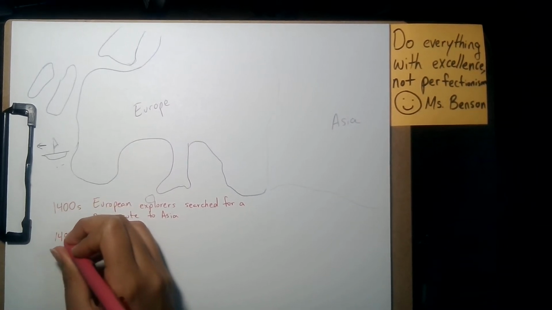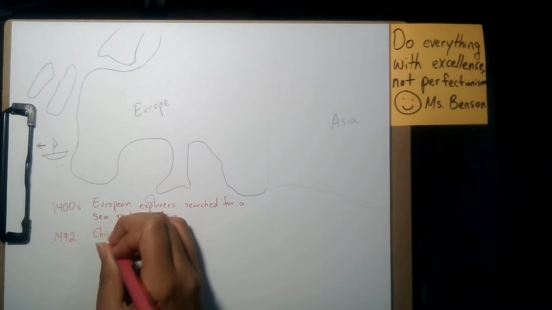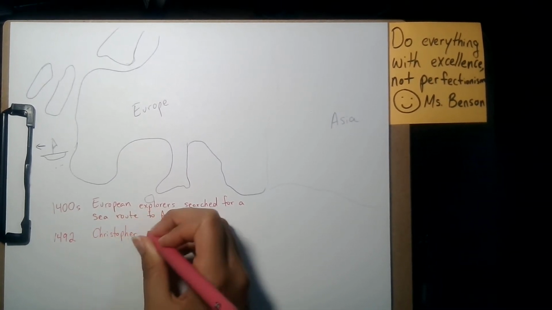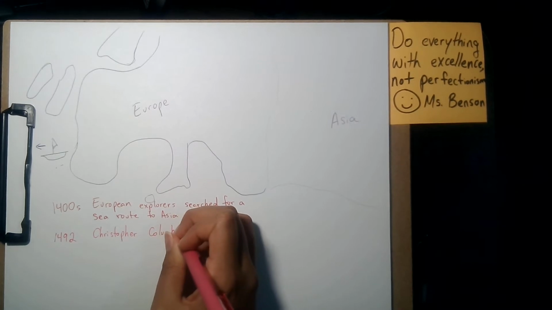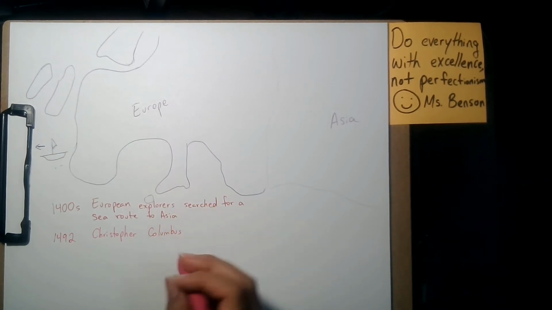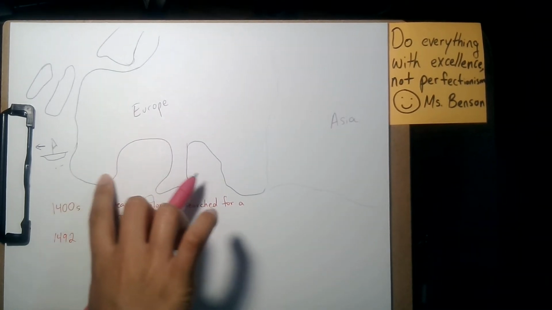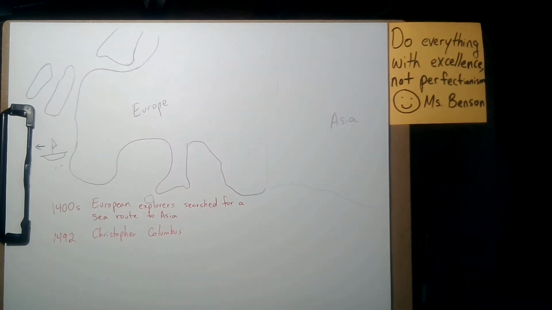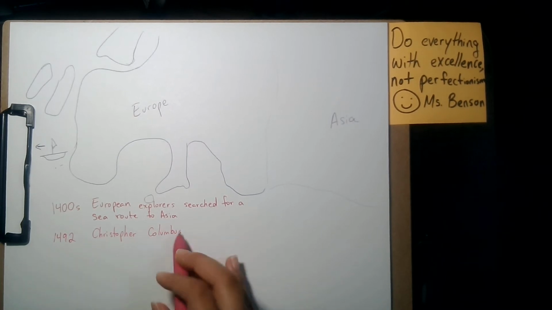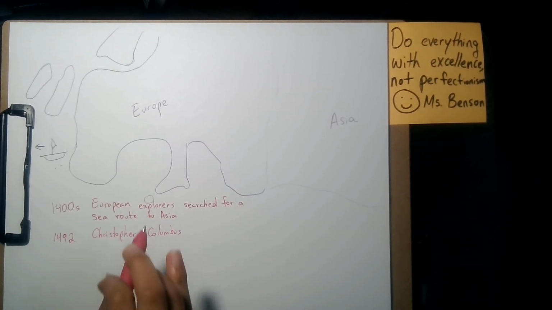1492, Christopher Columbus. So Christopher Columbus went to Spain, which was this portion of Europe, and said, hey, King and Queen, would you please finance an expedition for me to try to find a route to Asia? And it was actually him who arrived in North America and thought it was India.